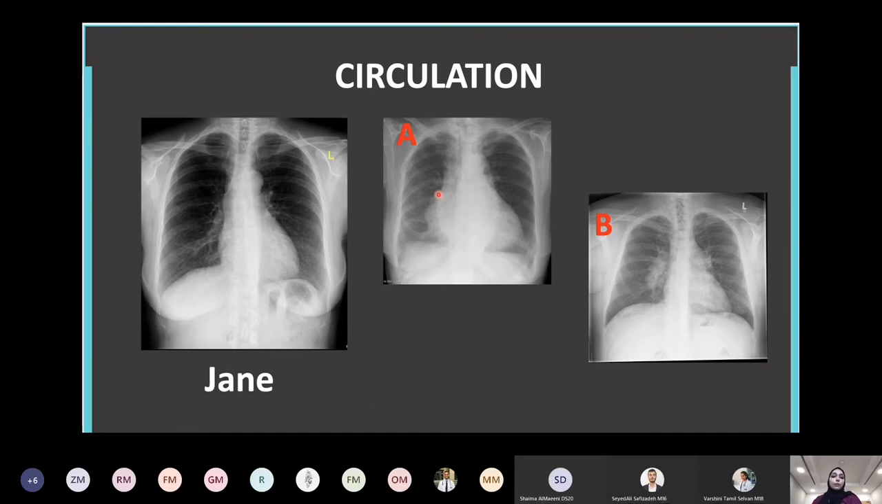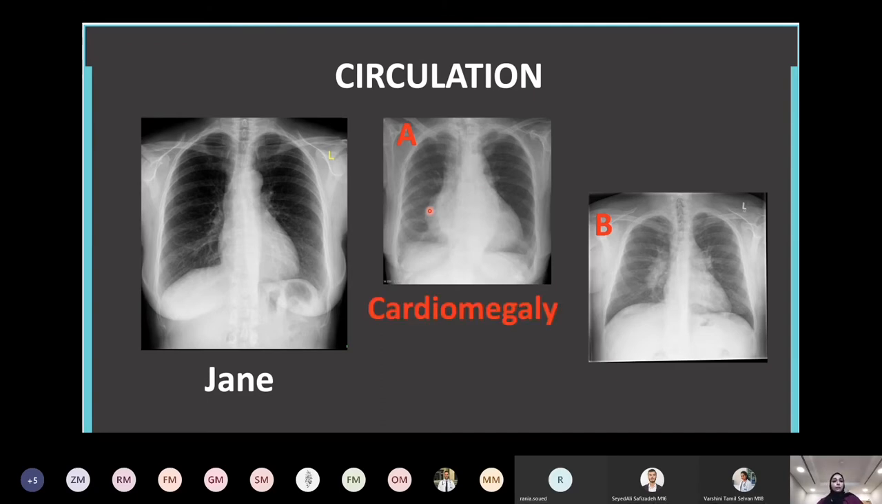Okay, normal versus abnormal. Jane versus A. We'll start from the top. We'll do heart size, then move down to heart borders, aortic arch, any calcifications, and then look at the hilum. The heart is enlarged in A, absolutely. This heart looks more than 55% of the whole thorax, so this is most likely going to be cardiomegaly.